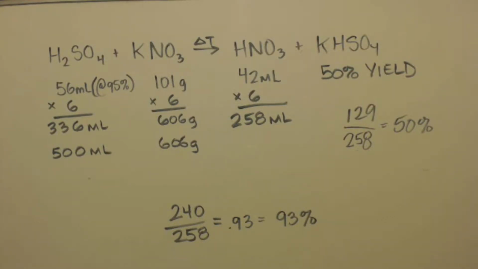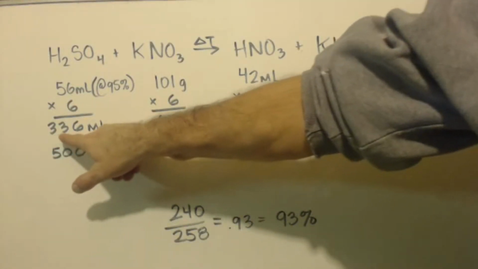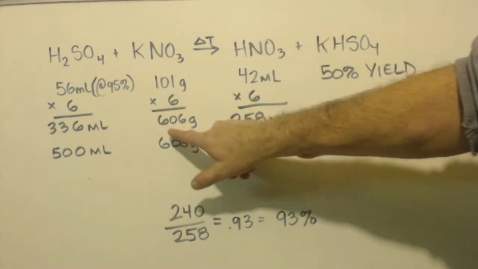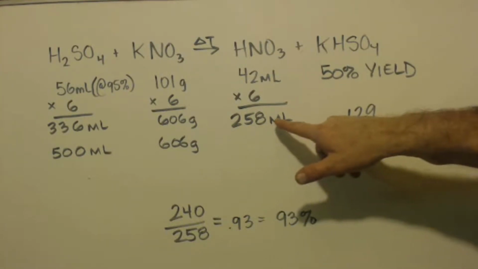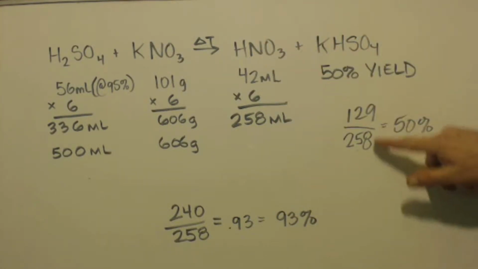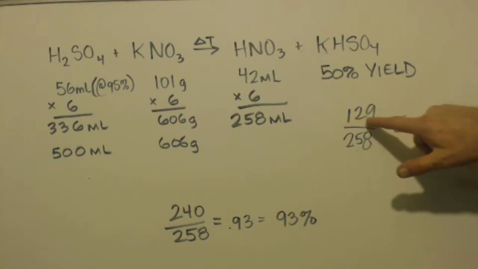50% is terrible. So each time I make it, I try to think of something different I could do to maybe help that yield. I just got done making some nitric acid, and I did a lot better. I needed 3 moles. Since I assumed I'm getting 50% yield, I made 6 moles, so I multiplied everything by 6. That'd be 336 milliliters of sulfuric acid, 606 grams of potassium nitrate, and I would get 258 milliliters of nitric acid. Of course, at 50%, I'd only make 129 milliliters.